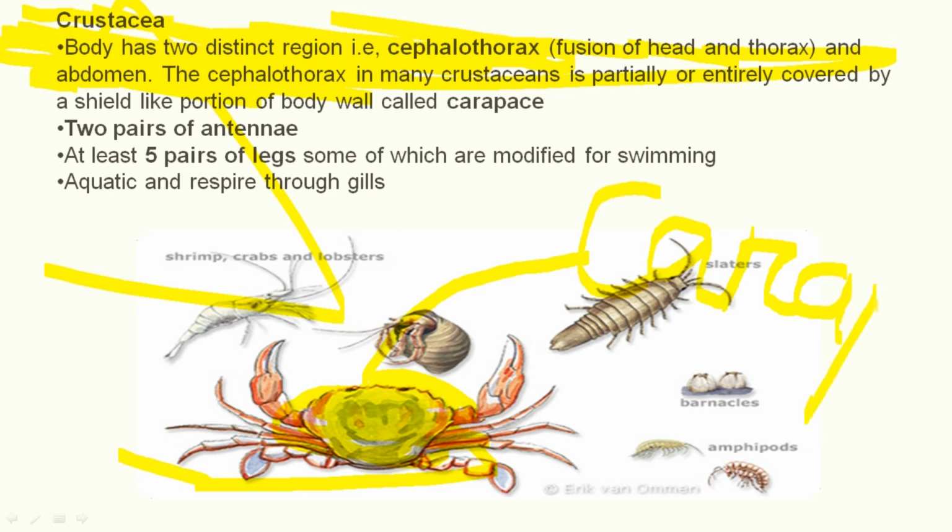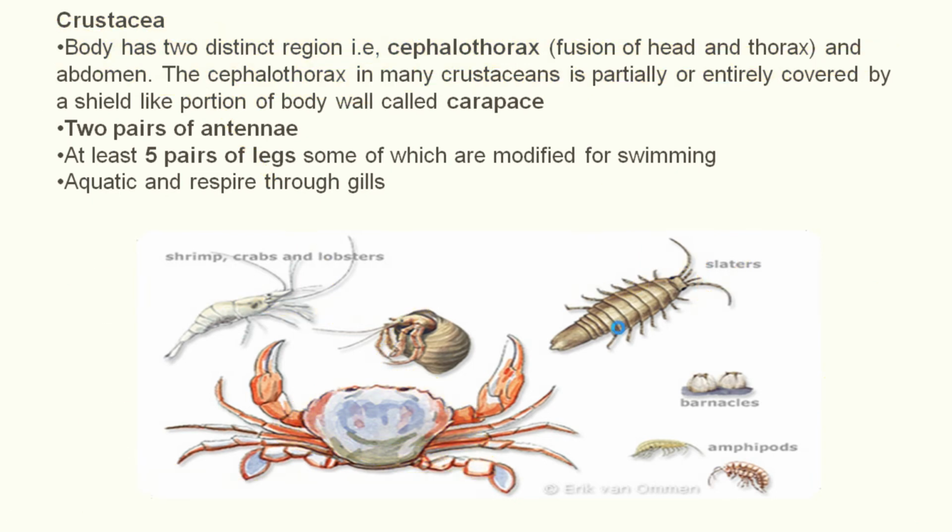Carapace will be there on their body, covering like a shield. They have two pairs of antennae. It is an important sub question: in which class of organisms will two pairs of antennae be there? That one is the crustaceans. They have at least 5 pairs of legs. Minimum 5 pairs of legs will be there. It may be more, and sometimes it is also modified for swimming in case of aquatic organisms. Generally they are aquatic only and respire through gills.